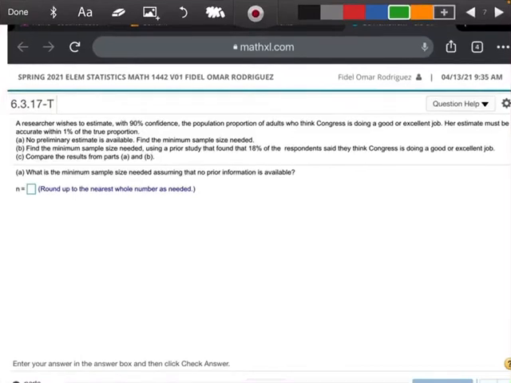All right, so guys, this is number 7, I want to say, from 6.3, and it says a researcher wishes to estimate with 90% confidence the population proportion of adults who think Congress is doing a good or an excellent job. Her estimate must be accurate within 1% of the true proportion. So part A says no preliminary estimate is available. Find the minimum sample size needed.